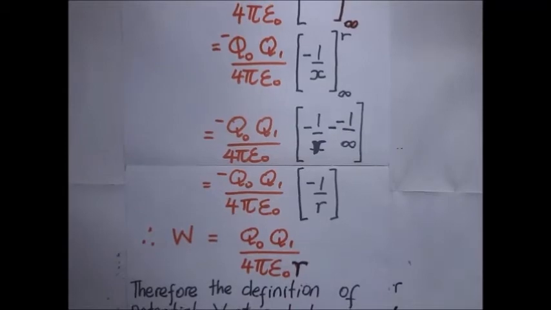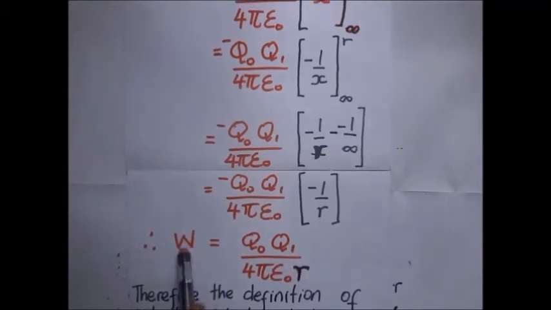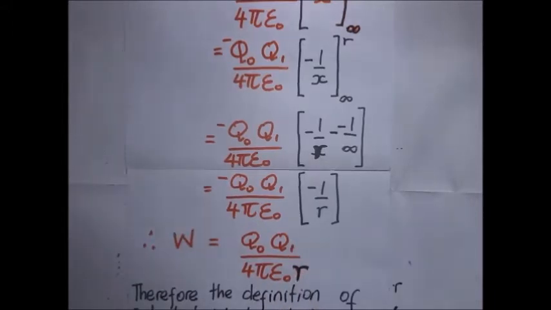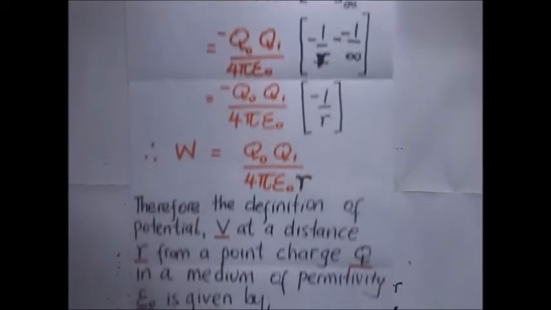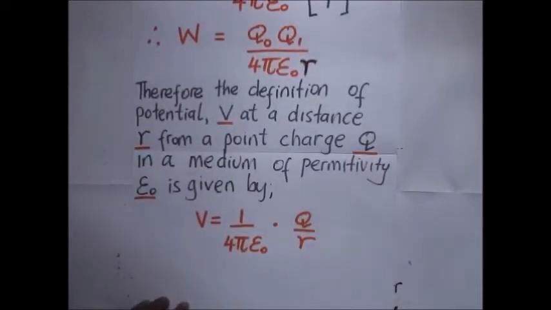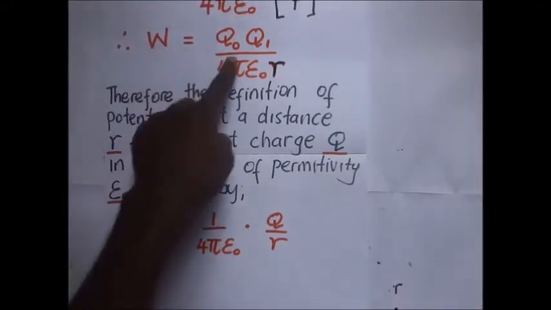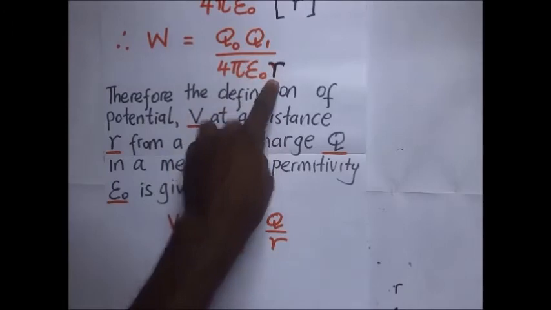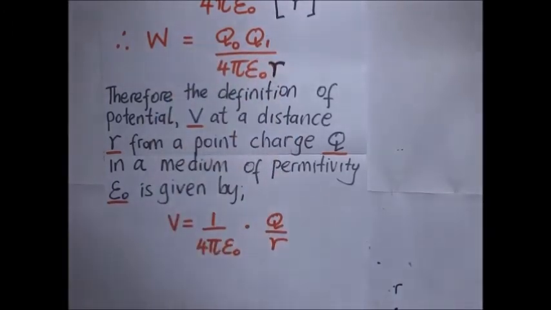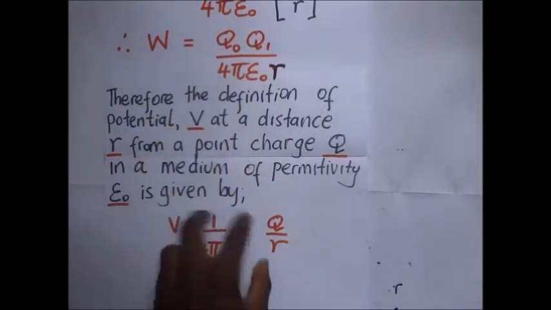So we shall end up with our expression for work: work is going to be equal to Q naught Q1 over 4 pi epsilon naught times R. In this regard, therefore, the definition of potential V at a distance R from a point charge Q in a medium of permittivity epsilon naught is given by that. We have got our expression for work, which is Q naught times Q1 over 4 pi epsilon naught R from our derivation, and we are asking ourselves now, from this, how do we come to that?